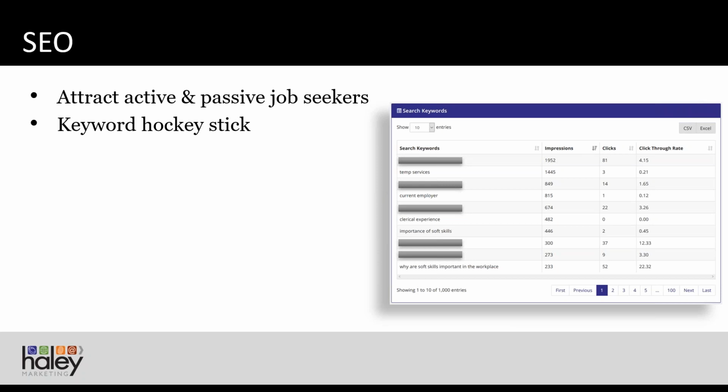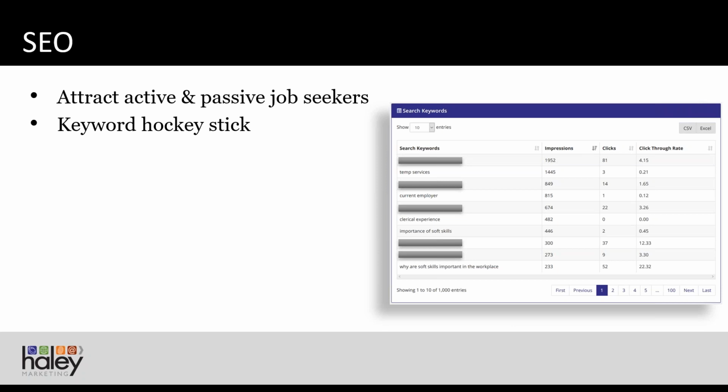So look at the impressions though. This company is showing up in searches thousands of times for keywords that have nothing to do with their name, nothing to do with the word staffing. And there's more than 1,000 entries in this table showing the keywords they've ranked for. So this keyword hockey stick is thinking about writing content, blogs, and other web pages, and your job posts around things people are searching for. So we're being found for more and more keywords.